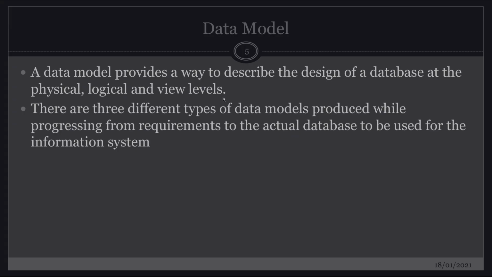And the data model allows you to describe the database at different levels. One of them is the physical level, which is the lowest one, how the data is actually stored in the database in the computer. The logical one, which is at a higher level of abstraction, kind of. And the view level. There's also the conceptual level, which we'll cover in a bit.